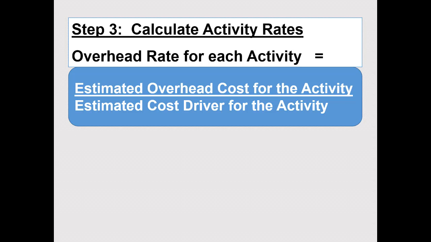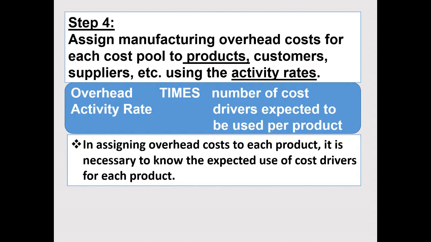And in step 3, you'll calculate the activity rates. This will be for each of your cost pools, so you might have a purchasing activity rate, a setup activity rate, a processing activity rate, etc. And you'll take the cost related to that activity divided by the total cost driver for that activity. This is very much like your predetermined overhead rate, so this is really not a new formula.